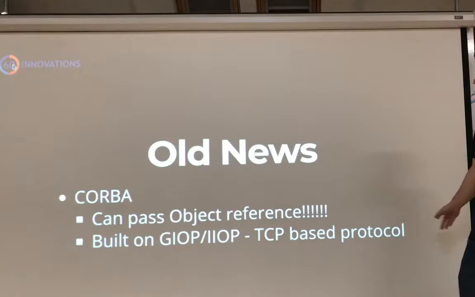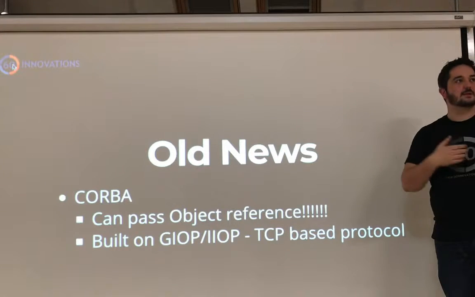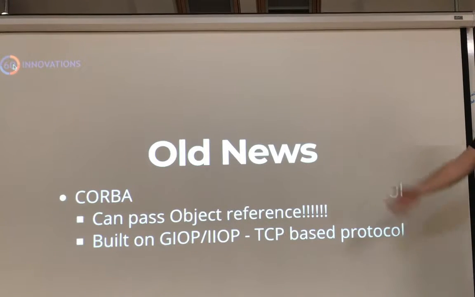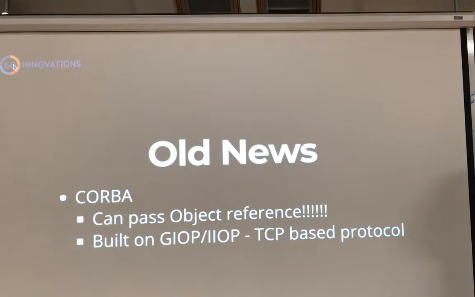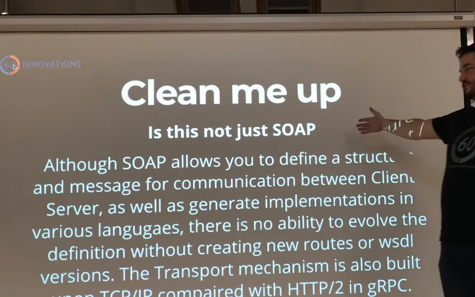It's also built on an old technology, so again, you've got that chatter because it has to look on top of TCP, so there's that connection overhead, and you have this IIOP or GIOP, depending on the version of Corba, but old school. So gRPC tries to do things a little bit differently. But actually, do we need to do that? Is this not just SOAP?